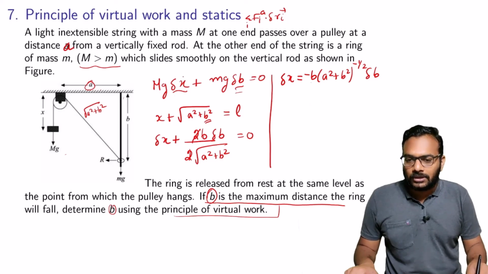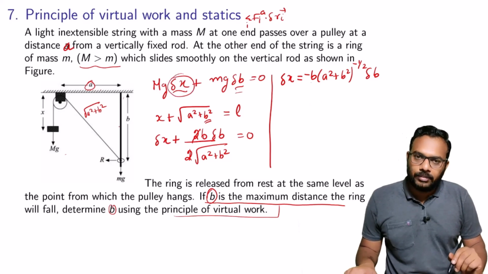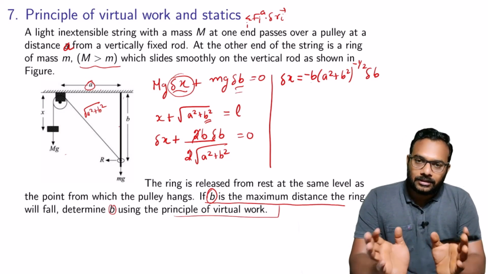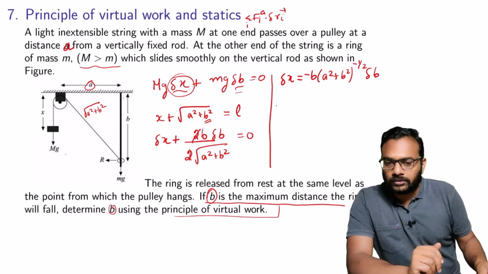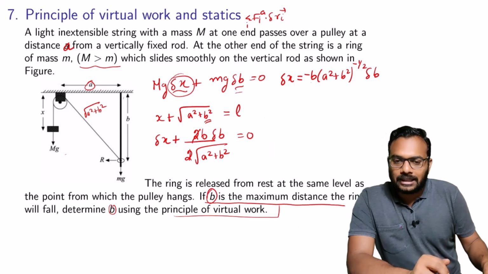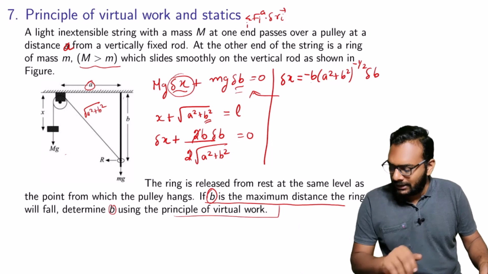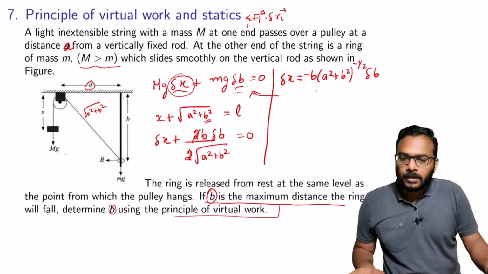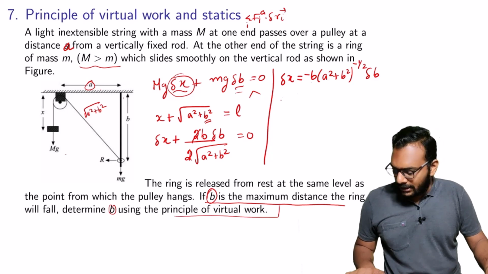Now you substitute delta x in terms of delta b. Now you can pull out delta b and then equate whatever is inside to 0. That's what we are going to do. We have got delta x here. Just substitute this delta x in this and you will get the equation. Just substitute it and rearrange.